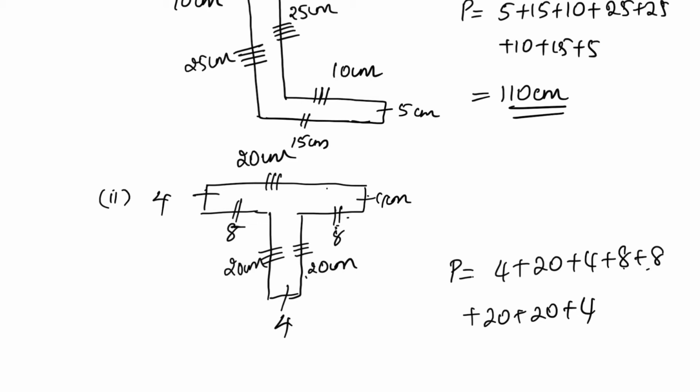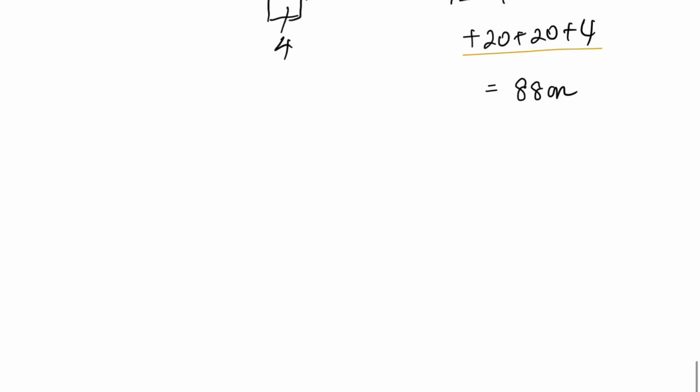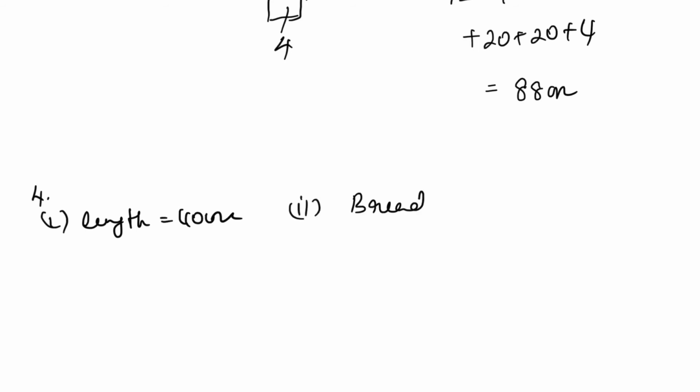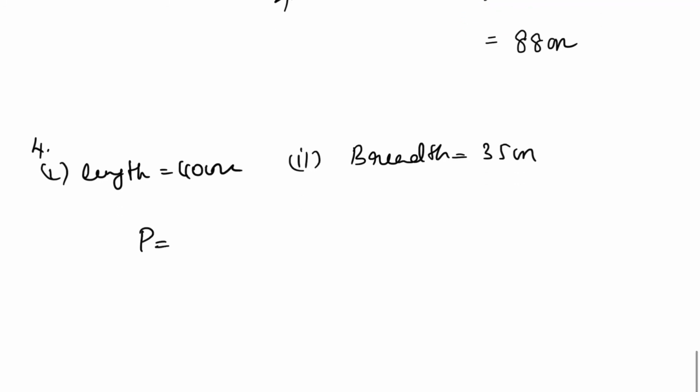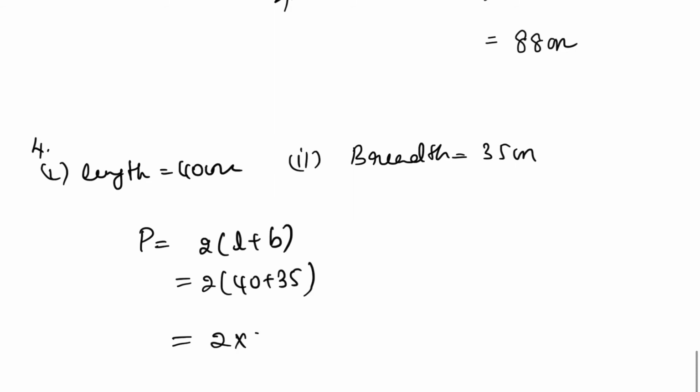Now coming to the fourth main. In the fourth main, you find the perimeter of the rectangle whose length and breadth are given. First question, length is equal to 40 centimeter, breadth is equal to 35 centimeter. So perimeter will be equal to 2 times (L plus B), 2 times (40 plus 35), equal to 2 times 75, equal to 150. So you will get 150 centimeter.